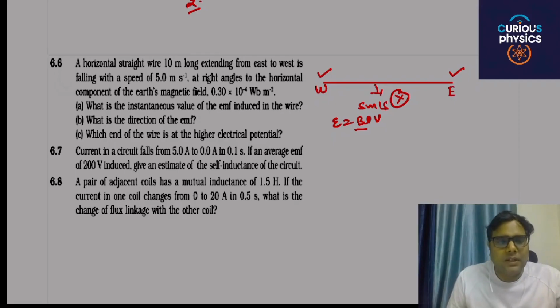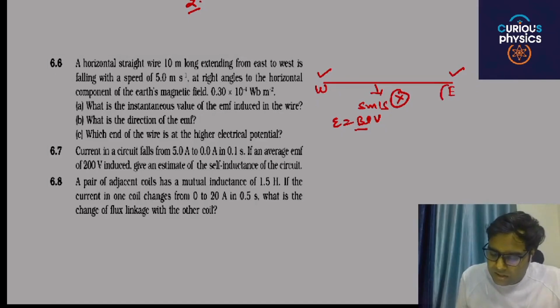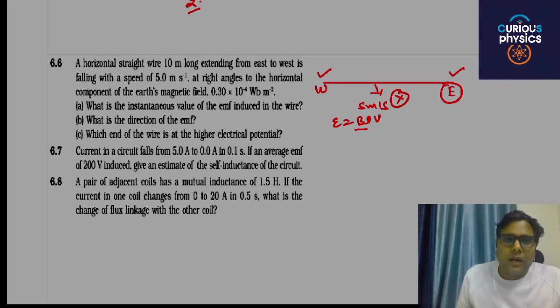As we discussed when we were doing motional EMF, to find the point of higher potential, you have to find the direction of V cross B. V is in the downward direction, B is inward. Then the direction of the thumb means the east direction. The east end will be at higher potential.